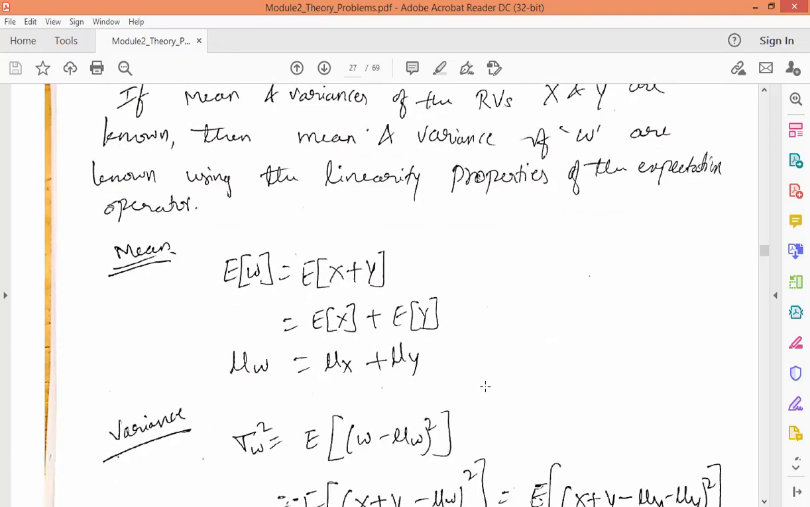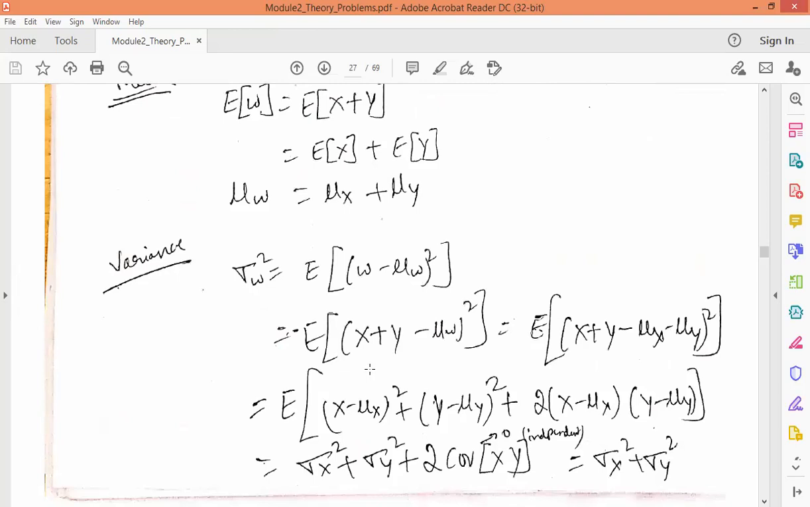So here, as we have seen, W is equal to X plus Y. By applying the expectation operator on both sides, it will result in the mean value. Here we have applied the expectation operator and also the linear property of the expectation operator. So we get expectation of W equal to expectation of X plus expectation of Y. So expectation of W is nothing but mu W, which is equal to mu X plus mu Y. Similarly, we can also show the equation for the variance.